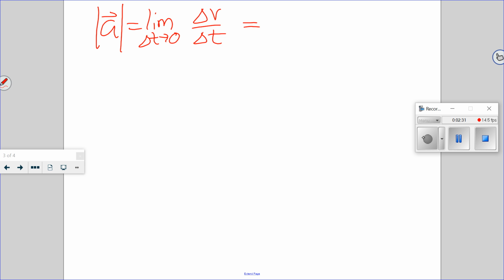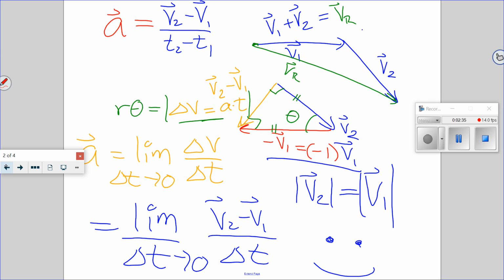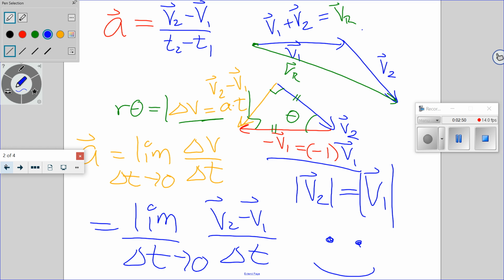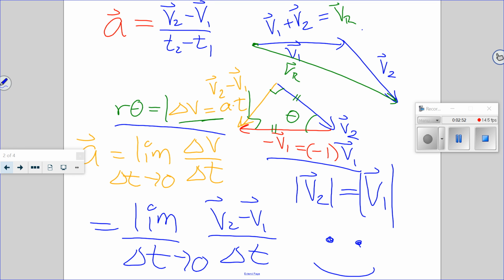Okay, so let's look back real quick. It's going to look like I'm pulling a rabbit out of a hat. But okay, we've got our tiny little delta V, and we've got this picture right here. What I actually need to use: what really is that angle theta?